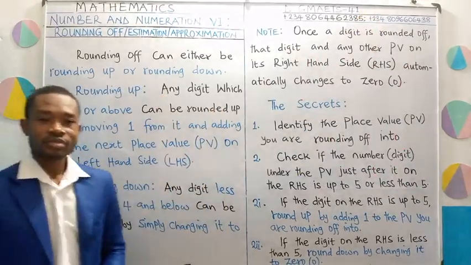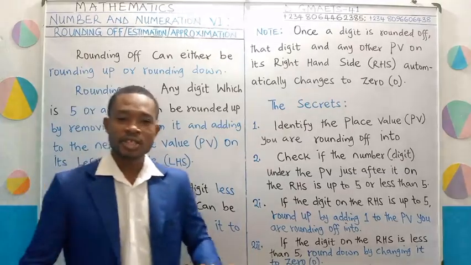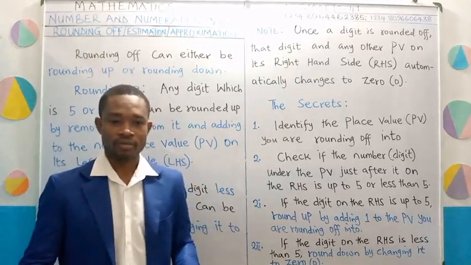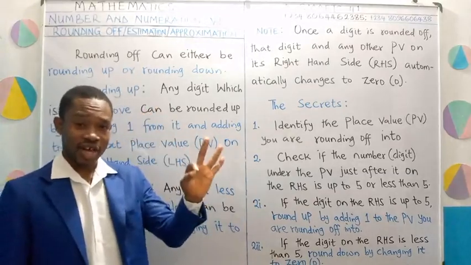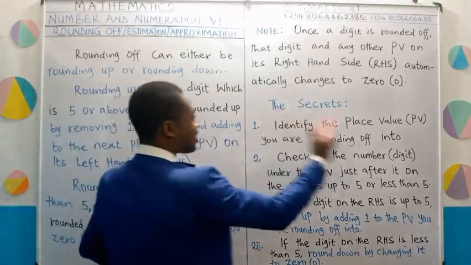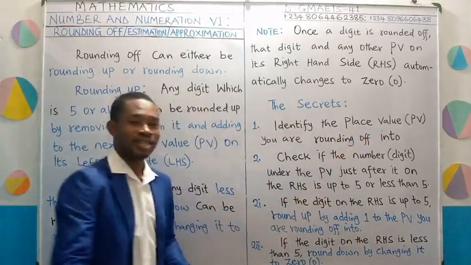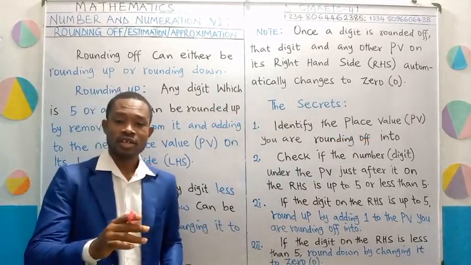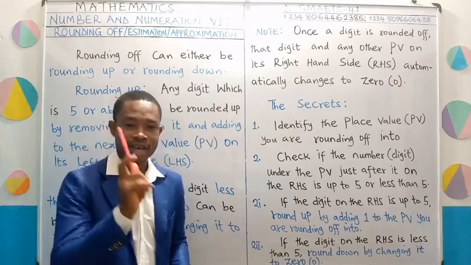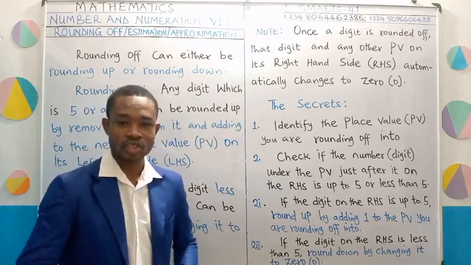Note, once any digit is rounded off, the place value there, that digit there, and any other digit on the right hand side automatically changes to 0. You saw that in our example of 15 and that of 5,723.